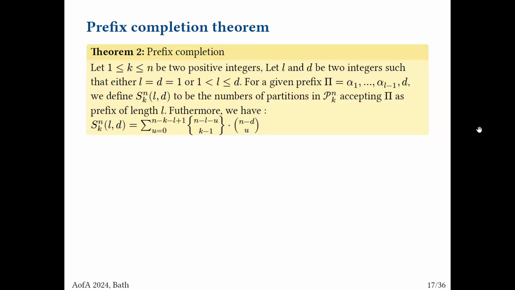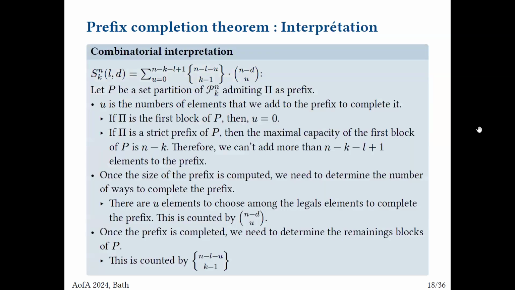And when we are interested in how many ways we can complete this prefix while maintaining a well-formed prefix, we have this formula, which, given a prefix of length L ending by D, will count how many ways we can complete this prefix while maintaining a well-formed prefix structure. So where does this structure come from?